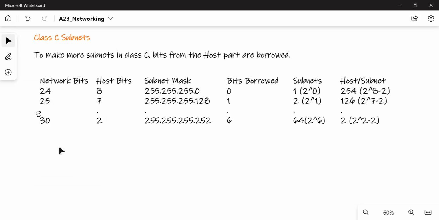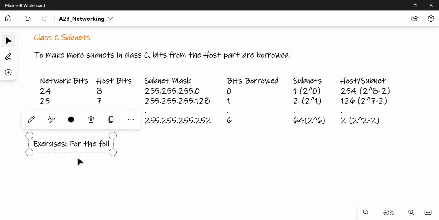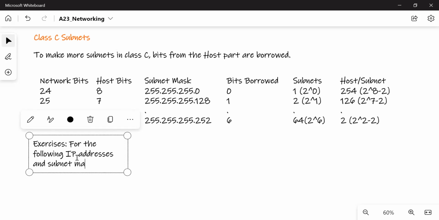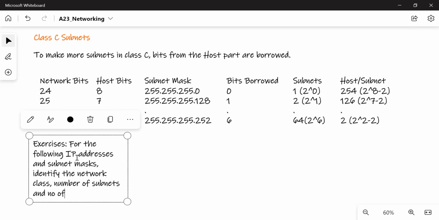So exercise, let's write down this exercise. For the following IP addresses and subnet masks, identify the network class, number of subnets, and number of hosts.